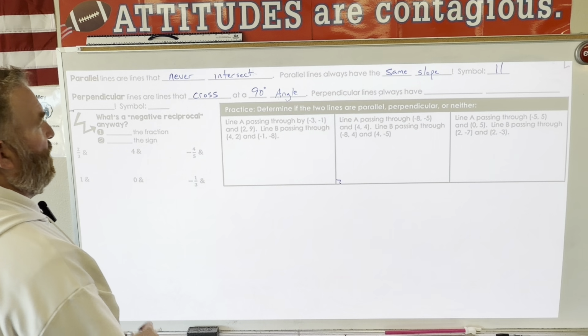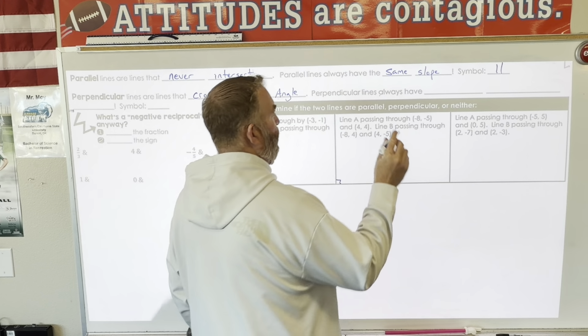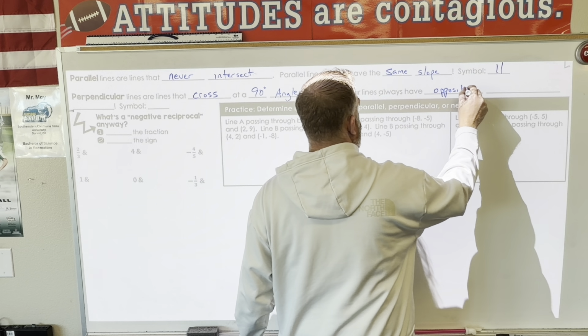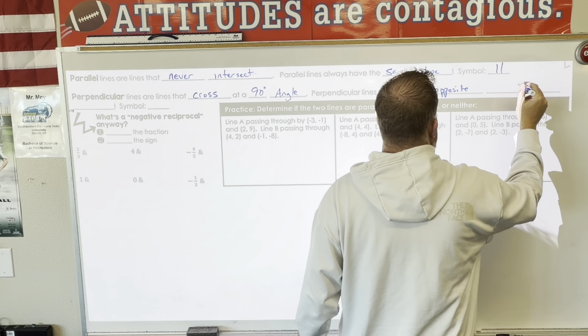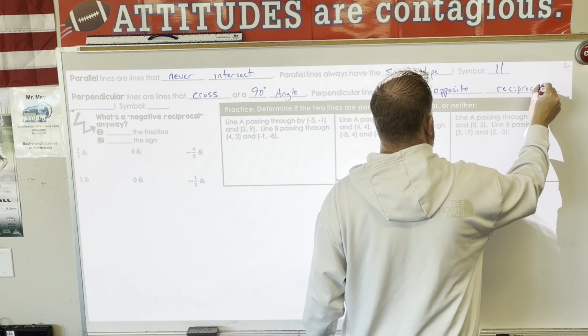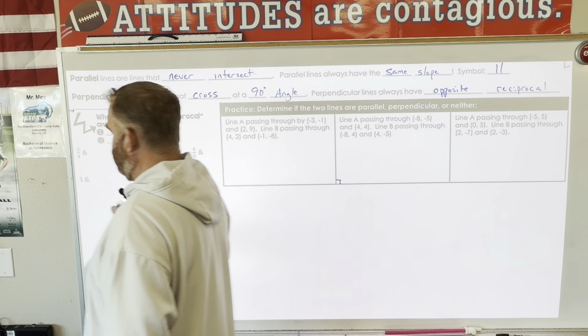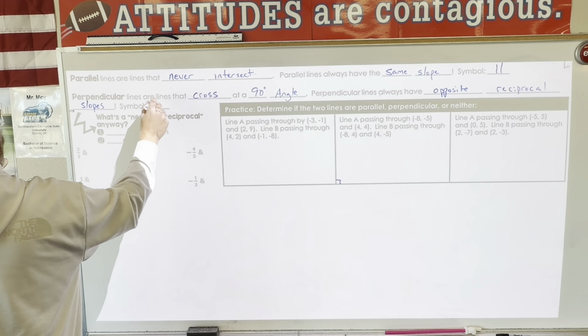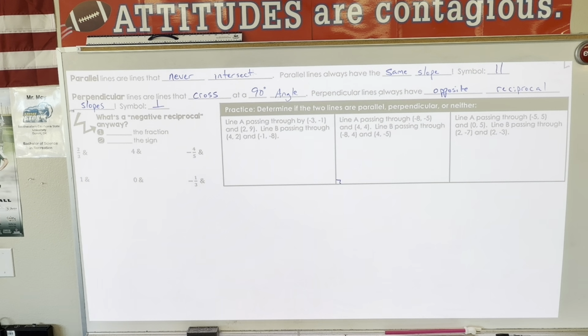Perpendicular lines always have opposite reciprocal slopes. I'll explain what all that means in just a second. And the symbol for that is basically an upside down T.